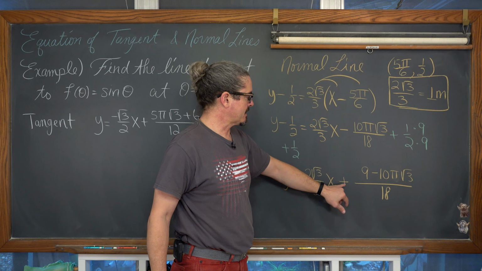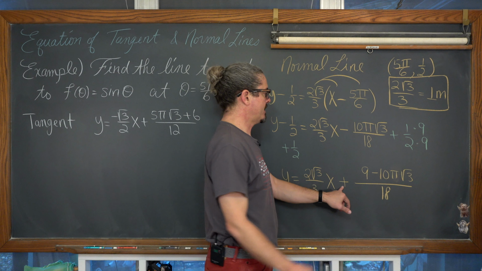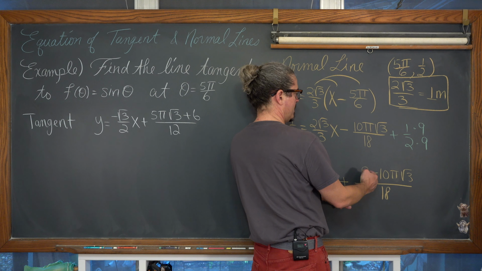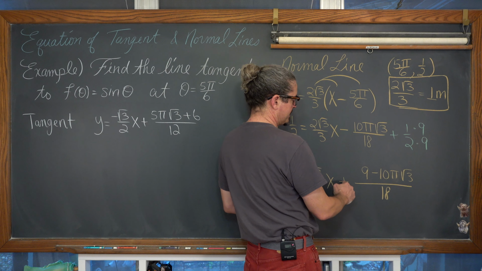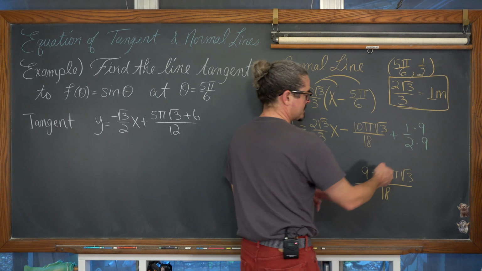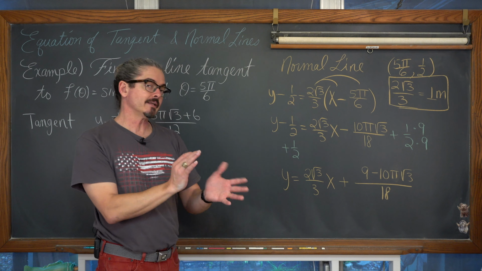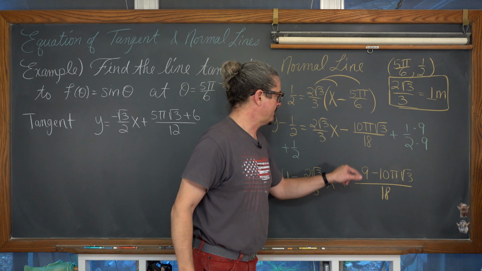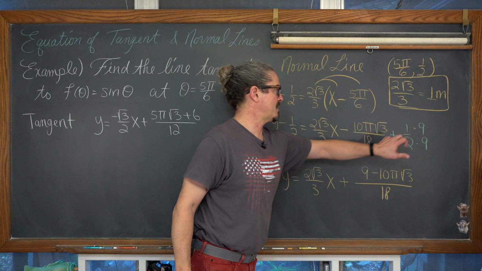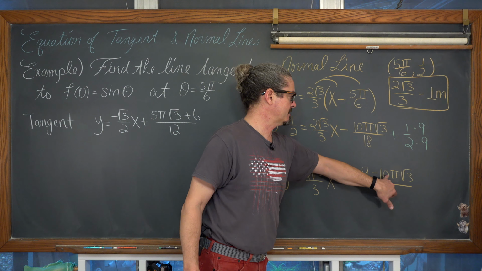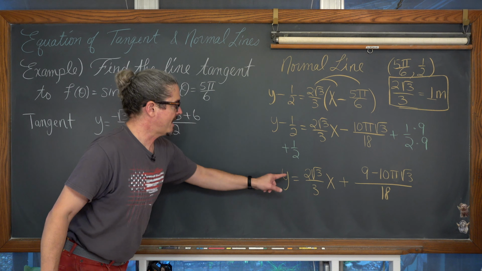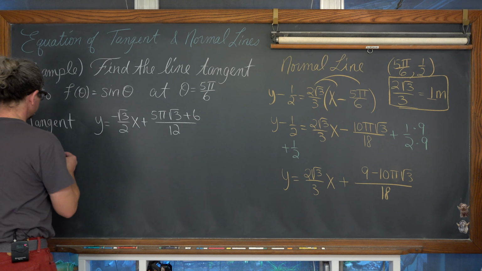If you write a minus here and then 10 pi square root of 3 plus 9, you would actually need to take that negative and distribute it through the two terms in the numerator and have a little bit of a mistake. So we have plus, the 9 is positive here and it's still here. We have a negative 10 pi square root of 3 and it's still negative 10 pi square root of 3. And that is the equation of our normal line.